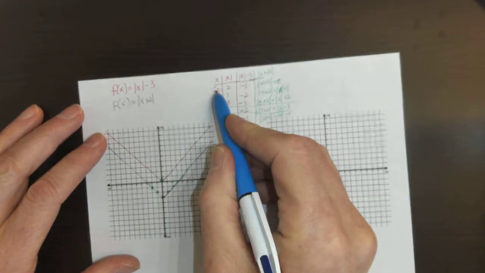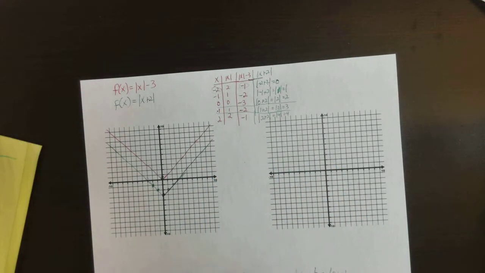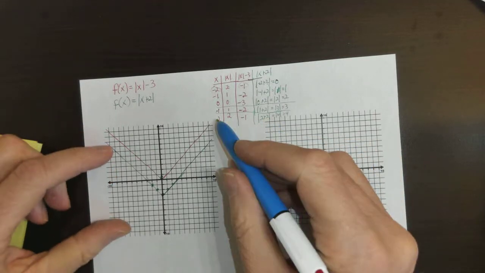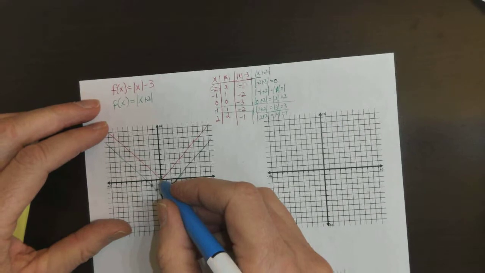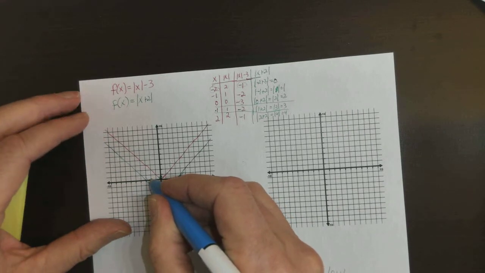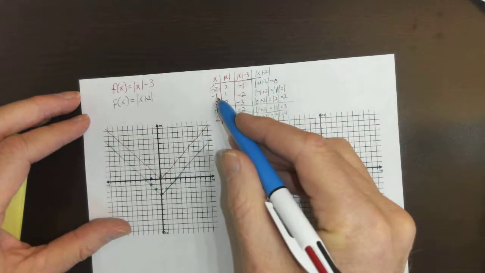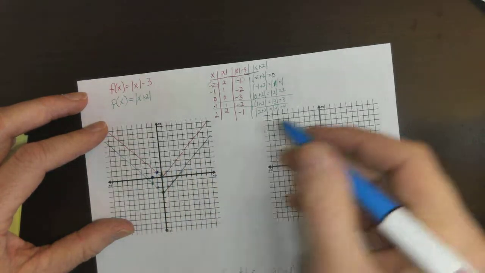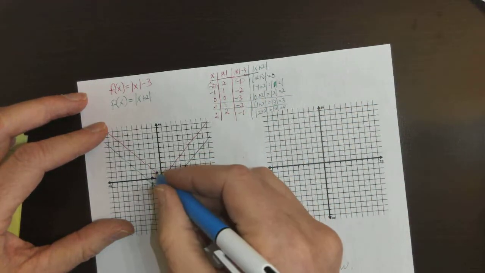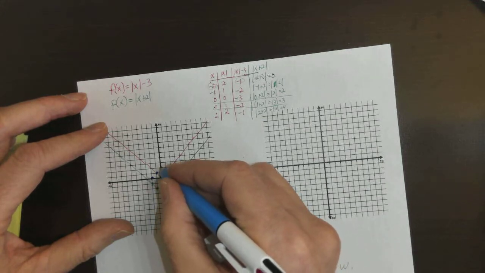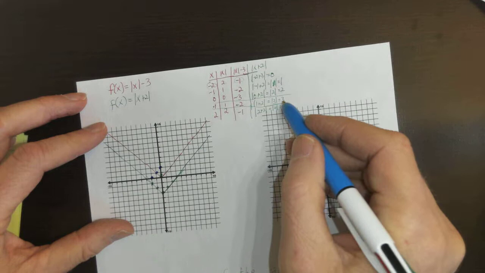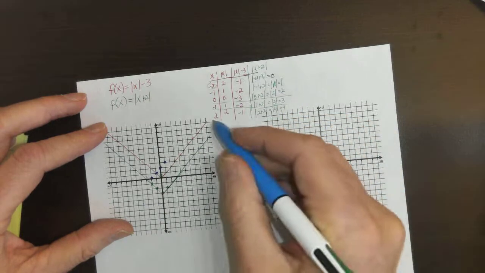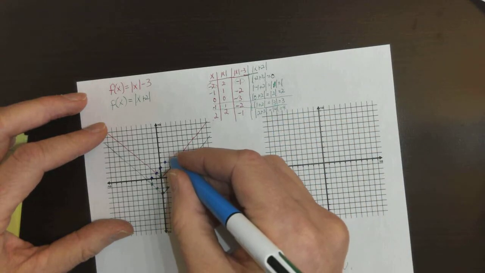Okay, so now let me plot negative 2, 0. I'm going to go blue on this one. Negative 2, 0 is right here. Negative 1, 1 is right here. 0, 2 is right here. 1, 3 is right here. 2, 4 is right here.